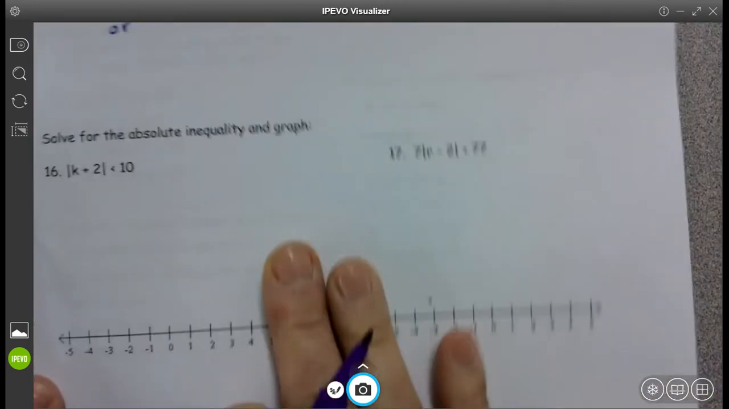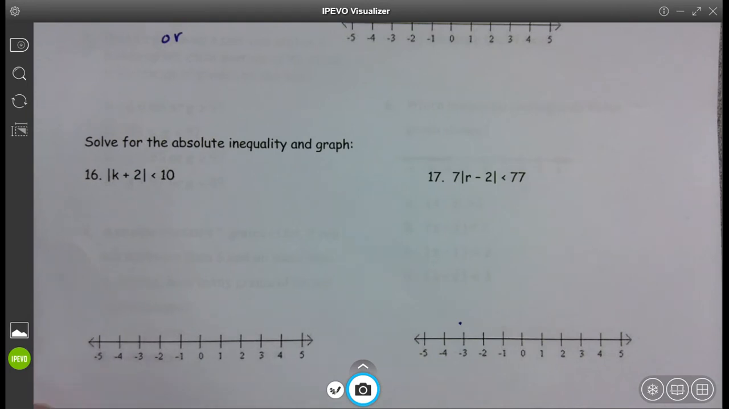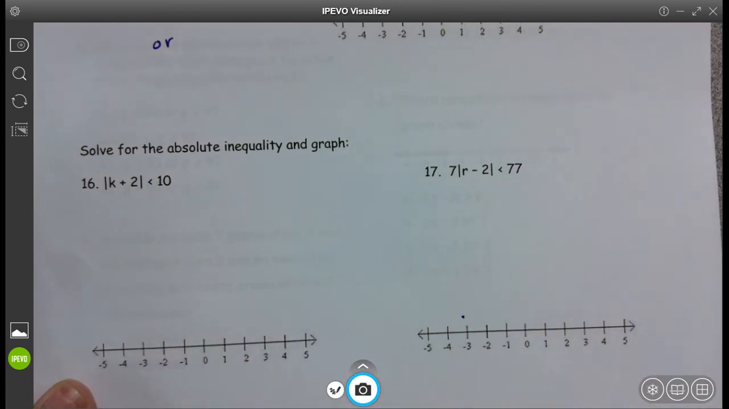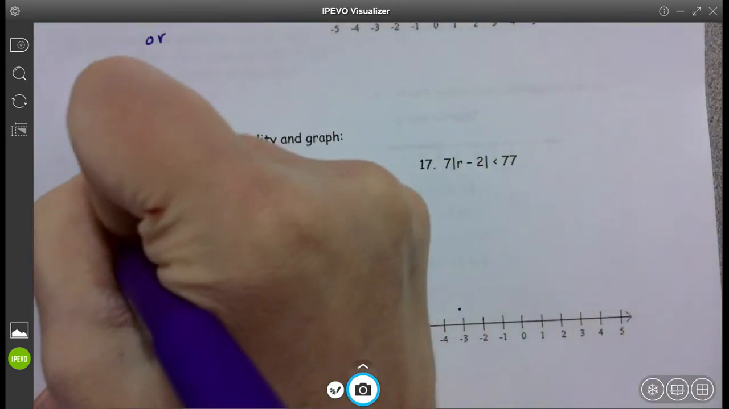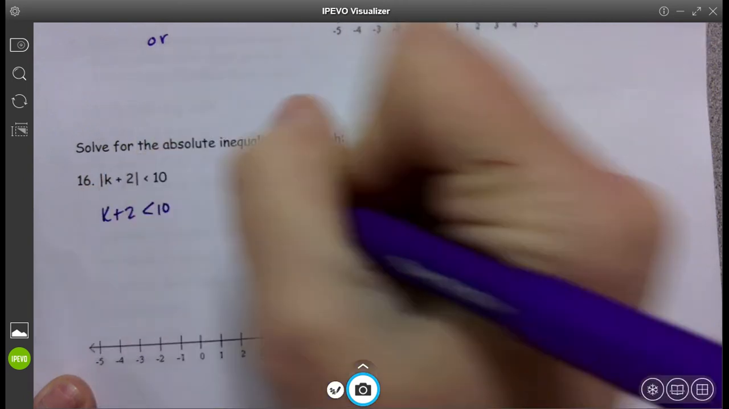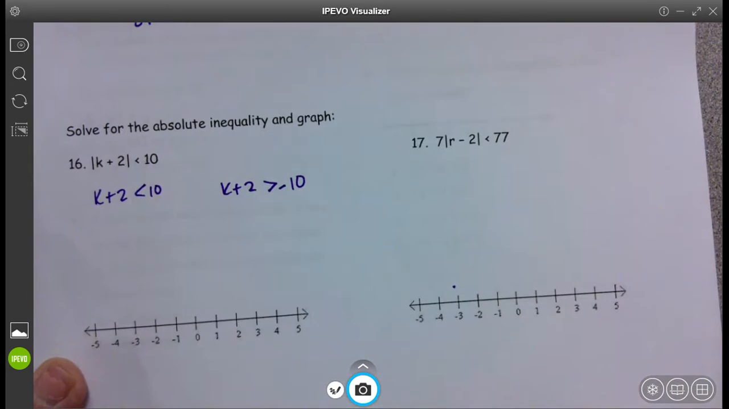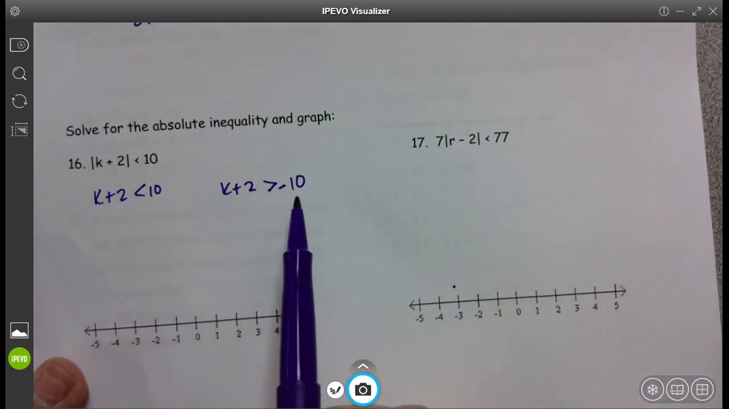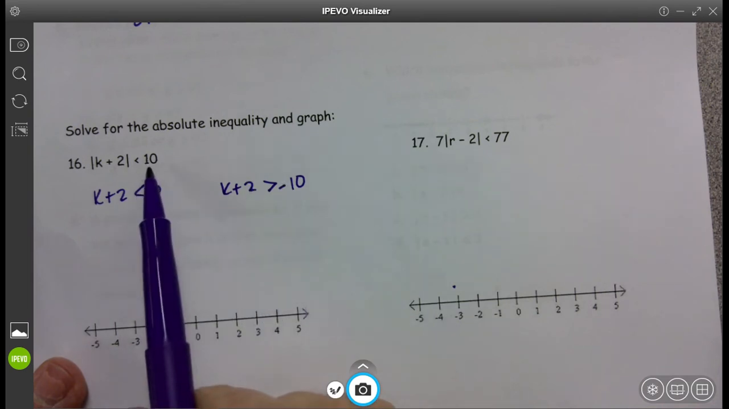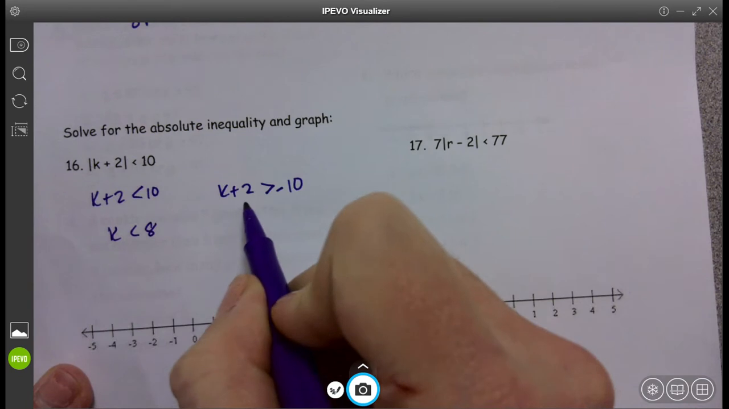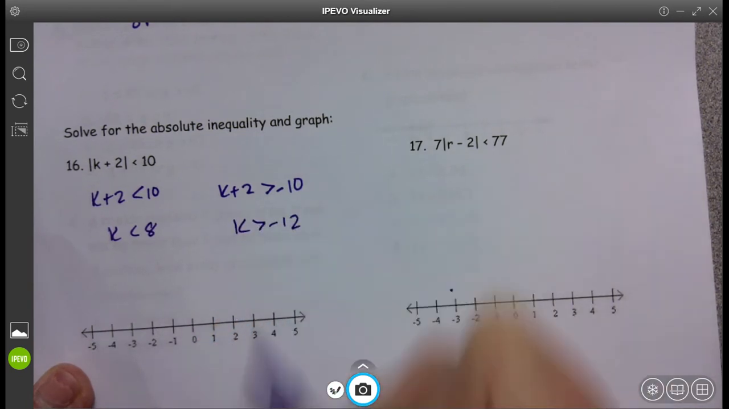Okay, this is where it's a little tricky for some students. Solve the absolute value inequality. Well, if you want your distance, or absolute value, to be less than 10, then the stuff inside can be less than the number 10, or the stuff inside can be greater than negative 10. Well, yeah, if you're greater than negative 10, you're like negative 9. And negative 9 has a distance of 9, which is less than 10. So k is less than 8. K is greater than negative 12.